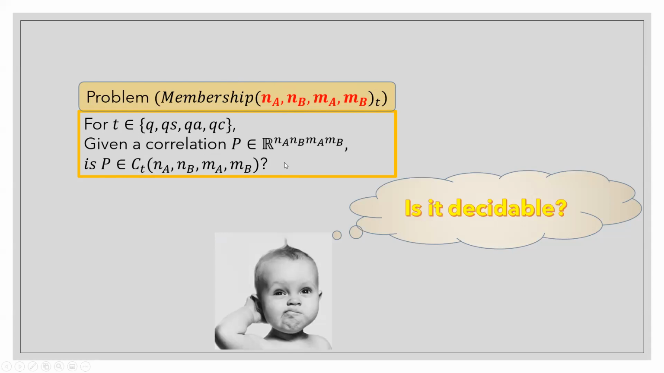So the difference between this one and the previous one is that now you are promised to always get a correlation of this particular size. So your algorithm doesn't need to work for correlations of different sizes. So in principle, this problem is easier than the previous one. And we would like to know if this problem is decidable for all the different sizes.